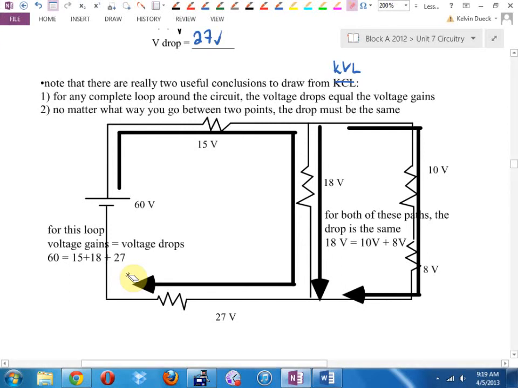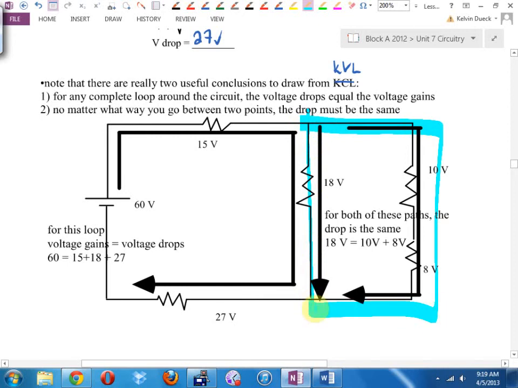And second, no matter which pathway you choose, whether you go this way or that way, the total voltage drop between those two points must be the same if you leave together and you join together. If you split up and you meet up, you better all go through the same voltage drop.